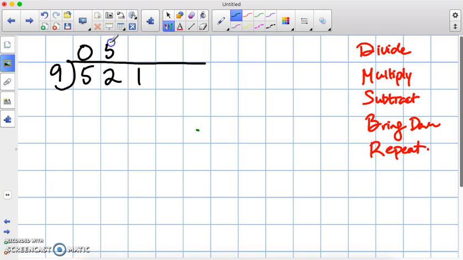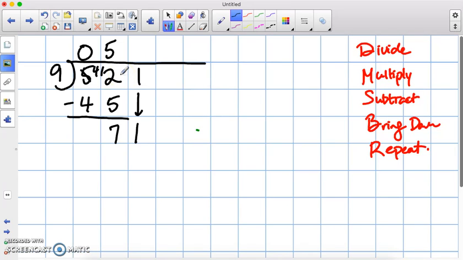We know it can go 5 because 5 times 9, and this is the multiplication step, 5 times 9 is 45. And that's our subtract step. So we're going to subtract. That's our next step there. So we're going to do the subtraction, and we end up with 7. 52 minus 45 is 7. Okay. Now, the next step, we're going to bring down the 1. Some people like to put a little X, or use an arrow to show that I'm bringing down the 1.